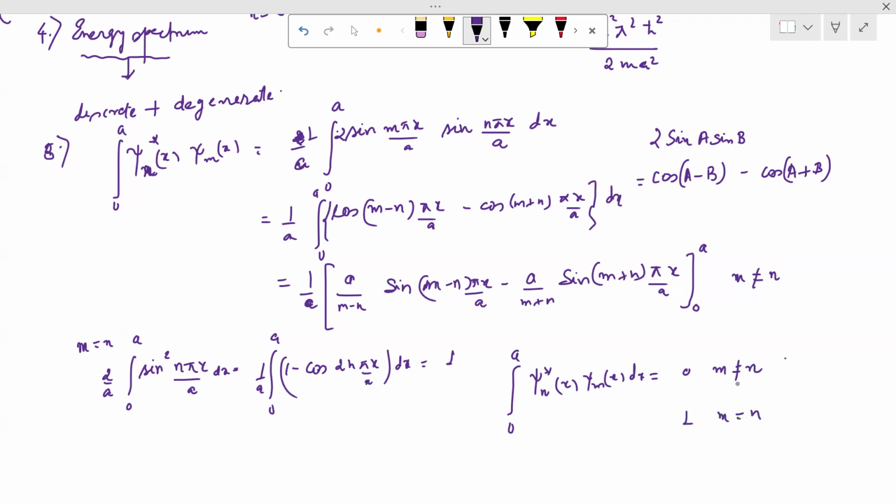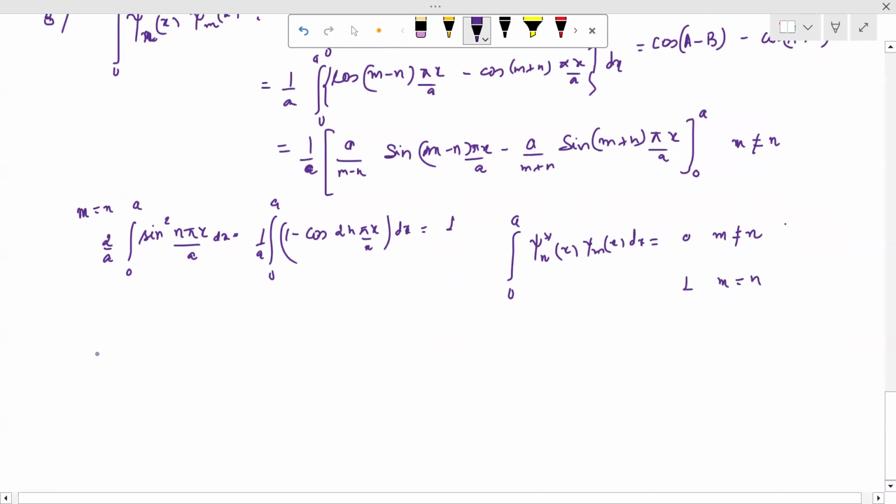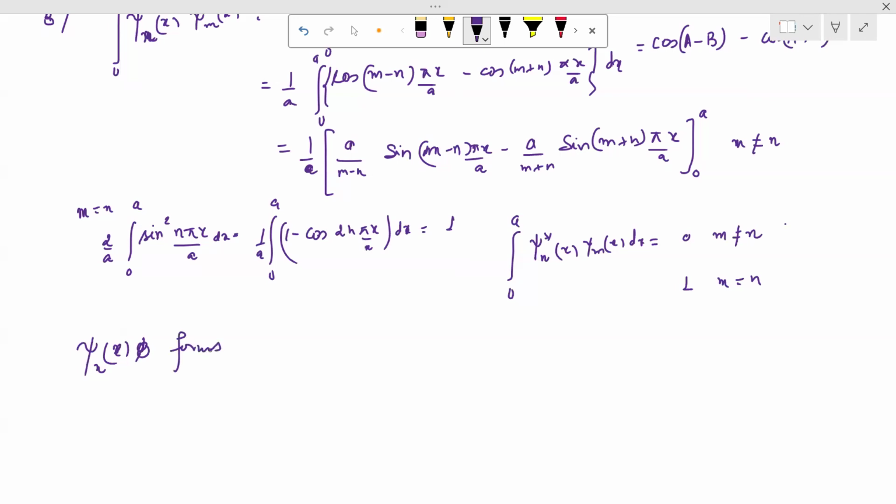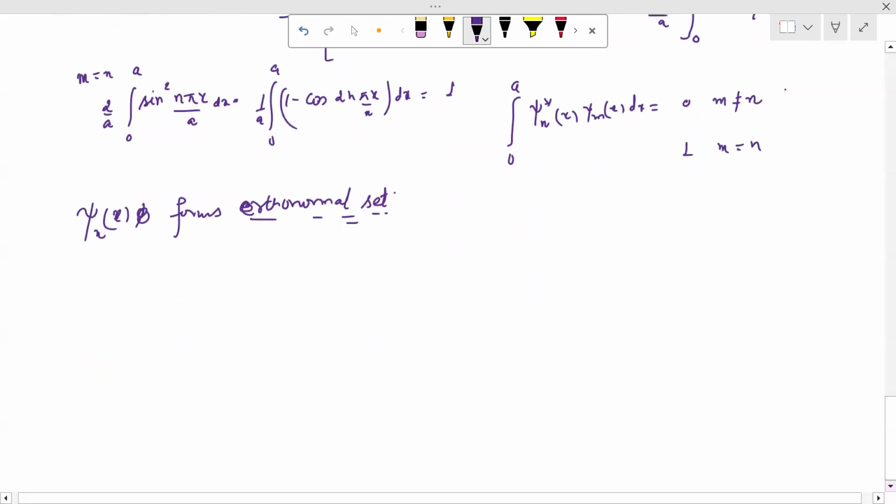Clearly, this implies that the solutions for the asymmetric infinite potential well, psi n, form an orthonormal set. They form an orthonormal set. Okay, so this is something that one must remember.